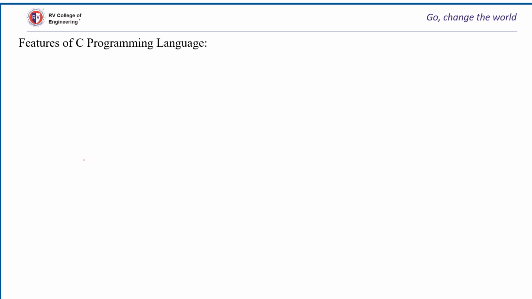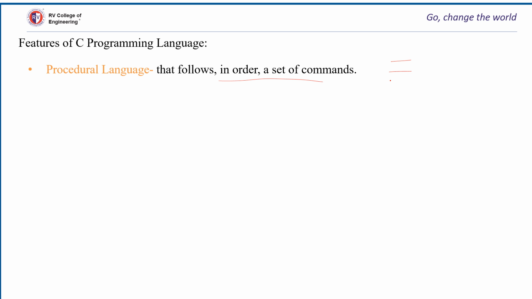Now coming to features of C language. It's procedural, right? It follows in order a set of commands, right? So you give the instructions one by one, and your system executes these instructions in the same order. These instructions are made up of commands. Fine. It's fast and efficient because of its design.